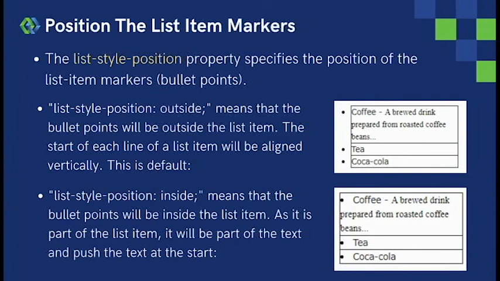Okay. And then position the list item markers. Okay, for this you can use the list style position property. Kung asa nimo siya i position like the outside or your inside. So outside means that the bullet points will be outside the list item, the start of each. So inside means that the bullet points will be inside the list. So you can see the difference.